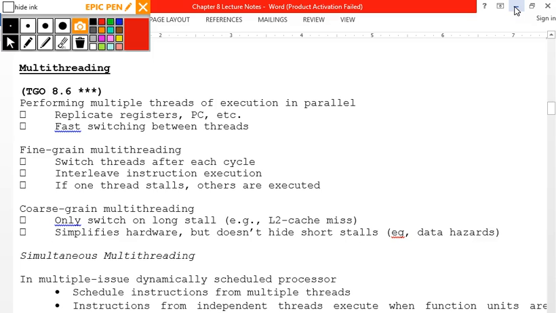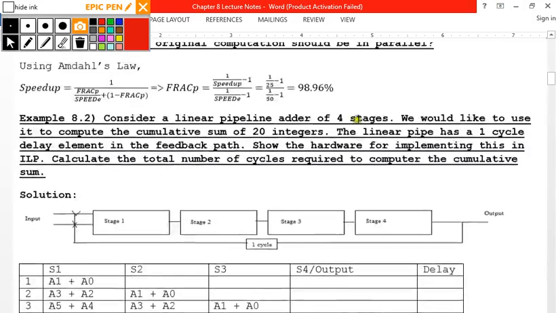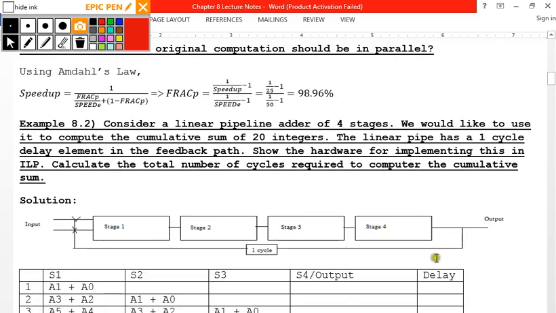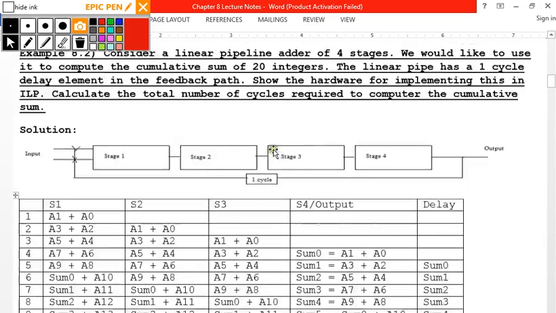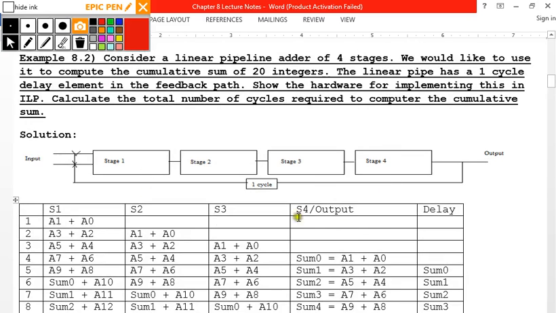So you guys have made quite a bit of progress. We have just gotten through instruction level parallelism. We discussed in the previous lecture this example of a 4-stage adder, where you have feedback and you're making a decision, and you're taking advantage of instruction level parallelism to do a cumulative sum of 20 integers. In this case, it took 30 cycles, but if you were just doing it one and then feeding it back, it would take you 20 times 4, which is 80 cycles. So your improvement in performance, your speedup, is 8/3.